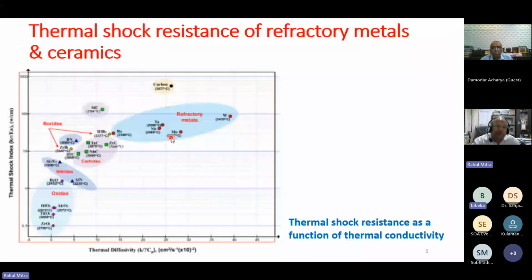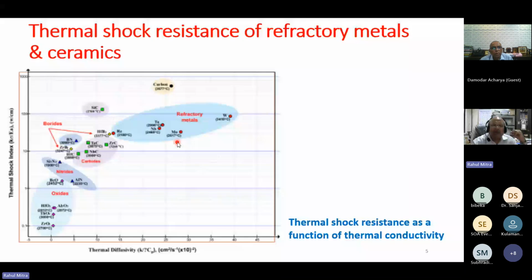Then the property of thermal shock is plotted against thermal diffusivity. You see that thermal shock resistance increases as thermal diffusivity increases, so there is a correlation. This is very important for refractory metals and ceramics, particularly ceramics which are brittle in nature, because when you do heating and cooling cycles, the thermal stresses lead to fracture.